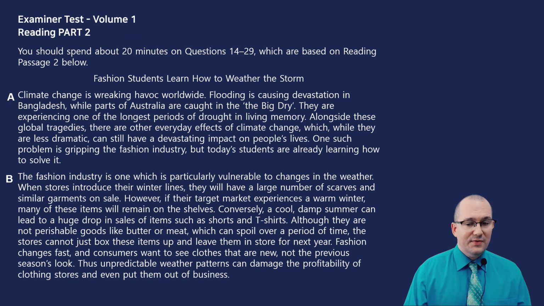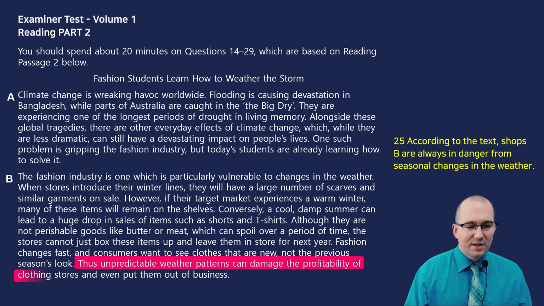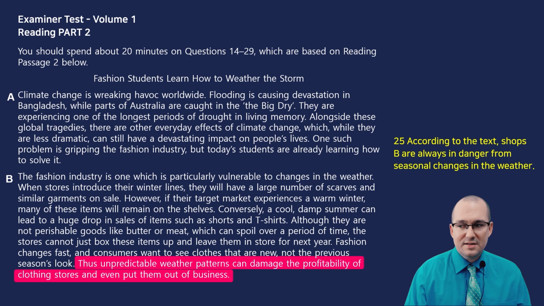All right, well, let's find those answers. For 25, we can see according to the text, shops are always in danger from seasonal changes in the weather. And for that one, we can find the answer here. Thus, unpredictable weather. Boom, we have it right there. Unpredictable weather patterns, that was in a previous answer, can damage the profitability of clothing stores and even put them out of business, okay? So that's what they're in danger of, okay? Are always in danger from seasonal changes in weather.